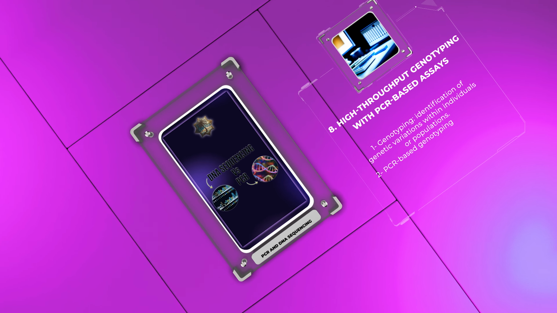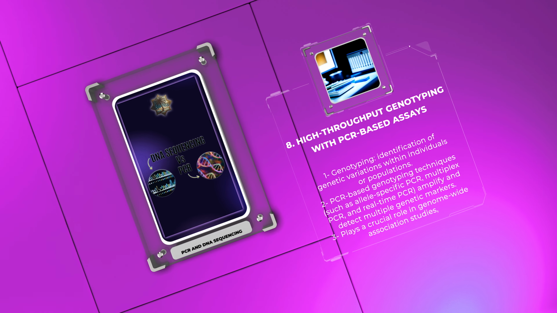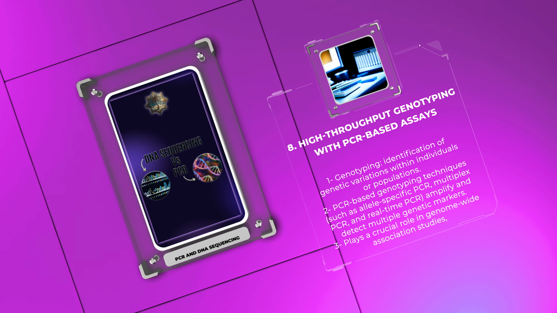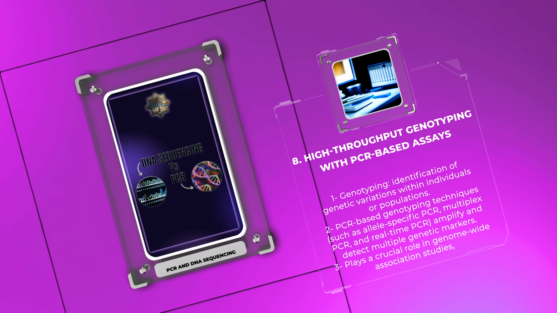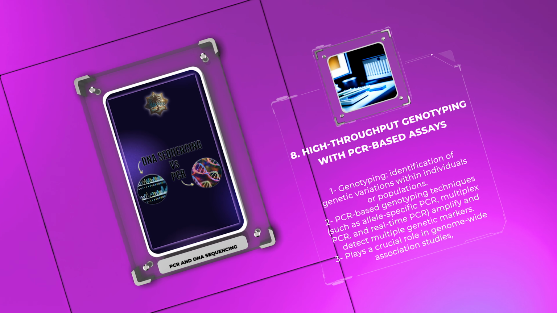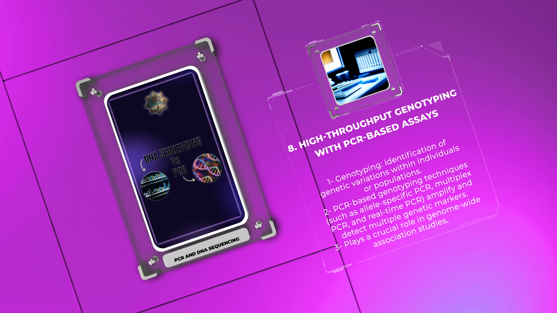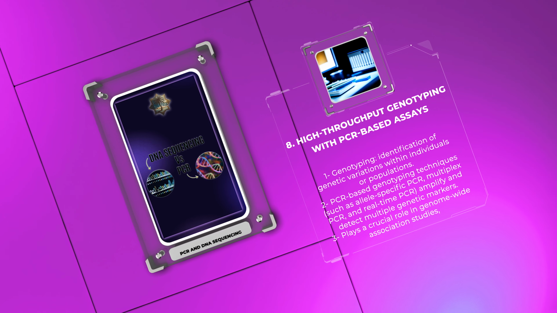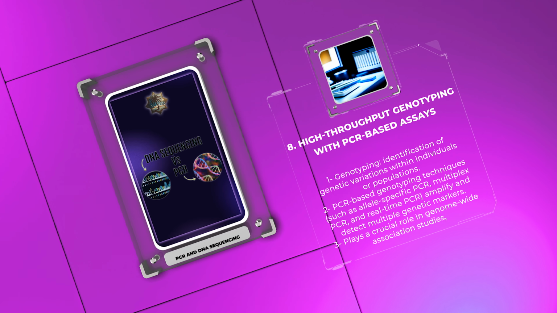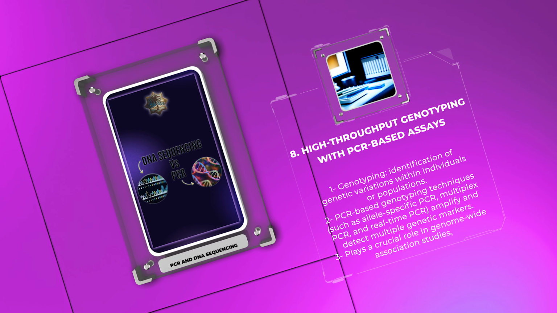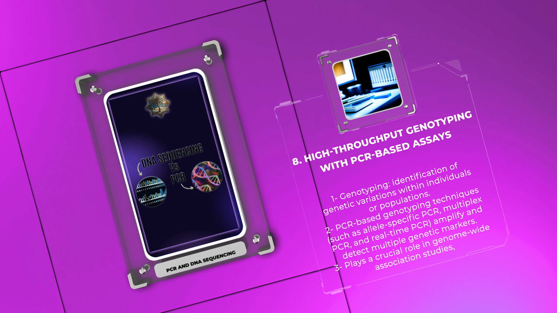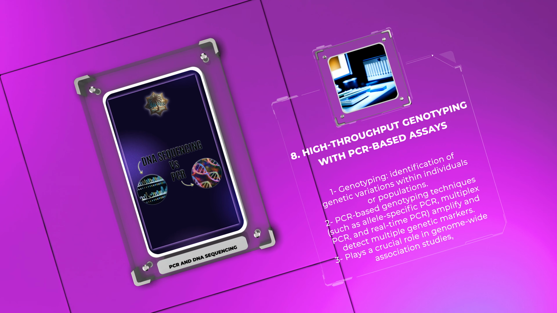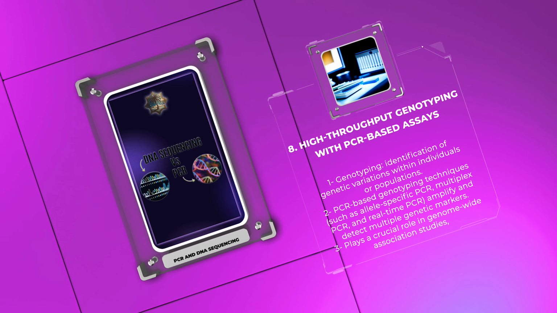Genotyping, the identification of genetic variations within an individual or population, is essential for understanding genetic predisposition to diseases, population genetics, and personalized medicine. High-throughput genotyping utilizing PCR-based assays has significantly accelerated the genotyping process. PCR-based genotyping techniques, such as allele-specific PCR, multiplex PCR, and real-time PCR, allow for the simultaneous amplification and detection of multiple genetic markers. These markers can be single nucleotide polymorphisms, SNPs, insertions, deletions, or copy number variations.